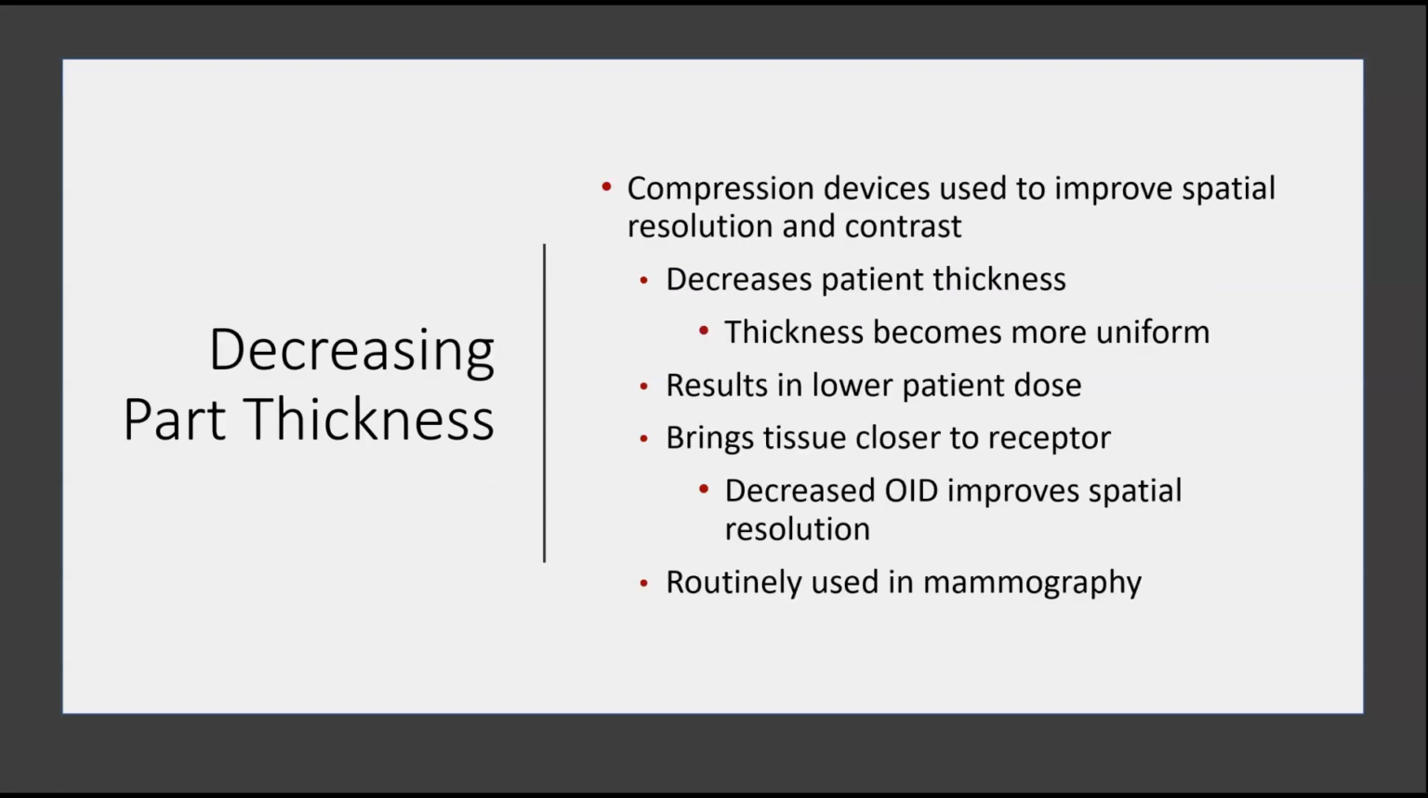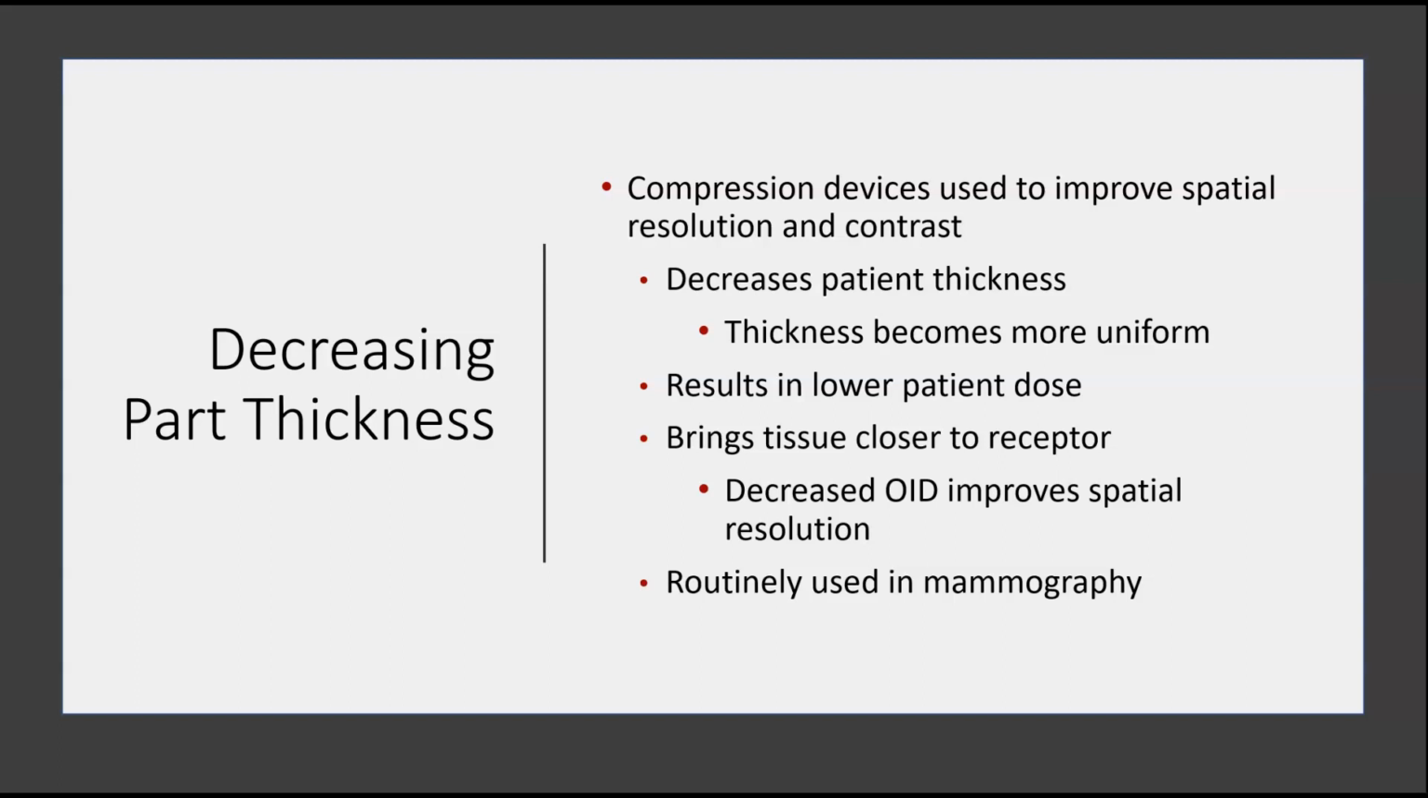So decreasing the part thickness. If you have a patient that is 600 pounds, what we do is we use compression devices so that we can improve our spatial resolution and contrast. So with decreasing part thickness, thickness becomes more uniform, it lowers the patient dose, and it brings the tissue closer to the image receptor. So we do this by decreasing the OID. And when we do that, as we have learned, it increases our spatial resolution. Win-win.